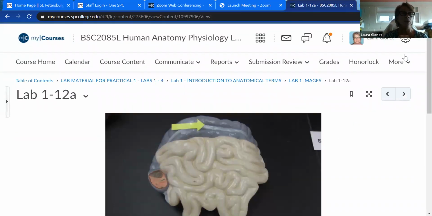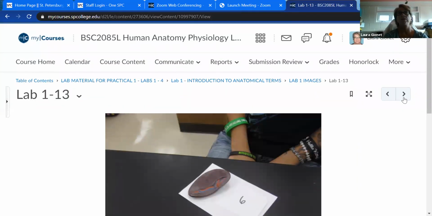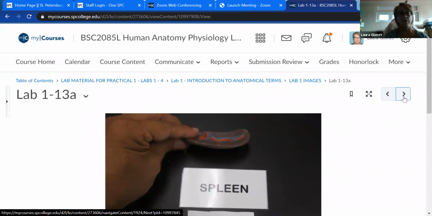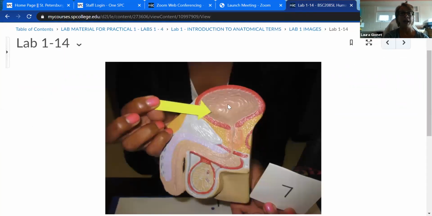What system? What cavity? Every time we look at one of these organs, the liver, what system? What cavity? Gallbladder, what system? What cavity? Stomach, what system? What cavity? Here we have a spleen. Right? What system? What cavity? And here we have a urinary bladder.